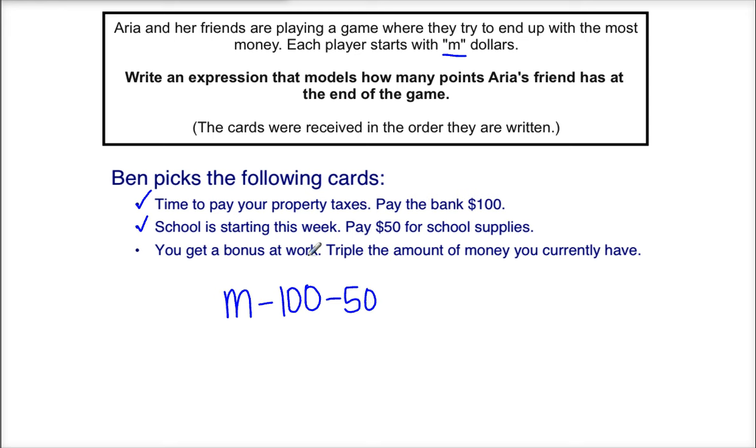Finally, you get a bonus at work. Thank goodness. Triple the amount of money that you currently have. Okay, so the question is, how much money does he currently have? Well, this expression right here represents the amount of money he currently has. So we need to triple this amount of money. So in order to triple it, that means we take the whole amount and we times it by 3. So now this expression represents how much money he has after this succession of cards that he picks.